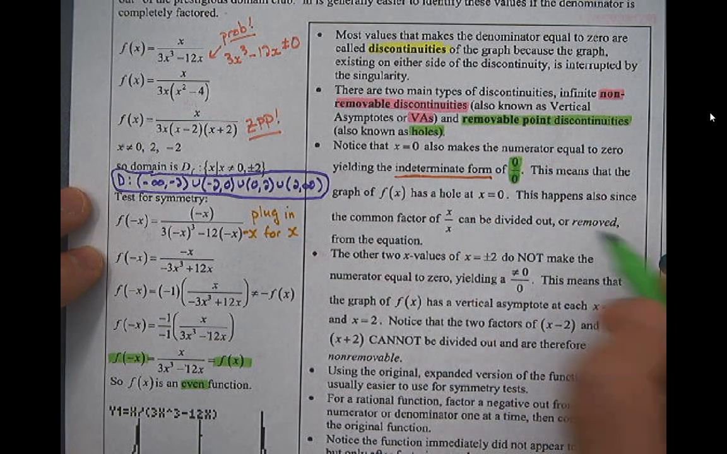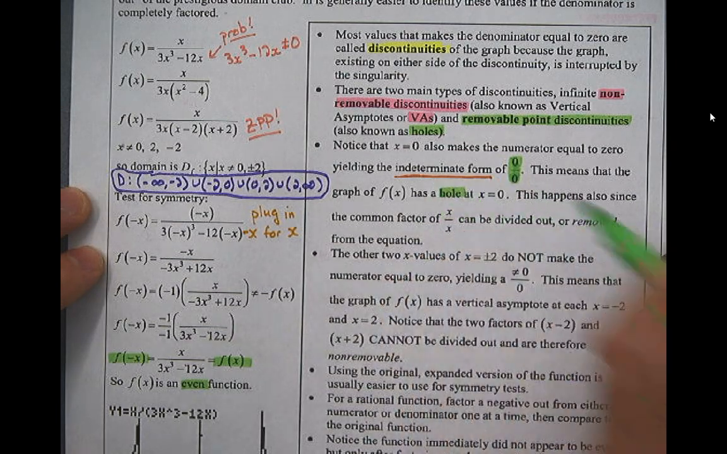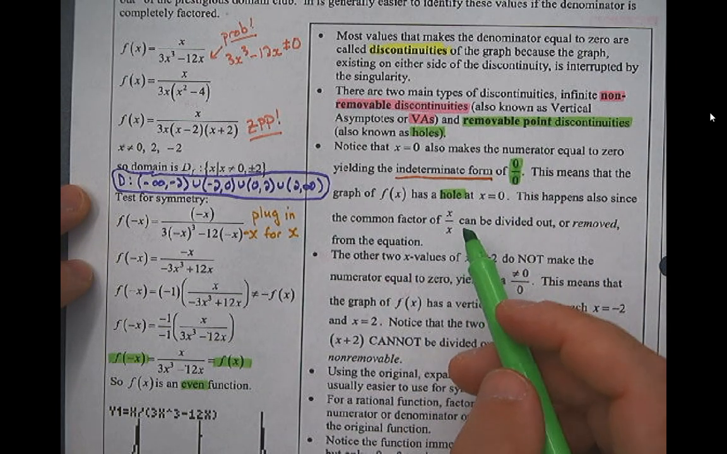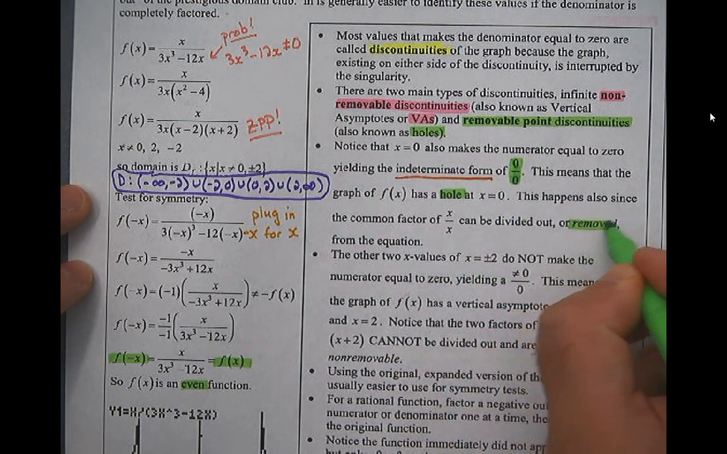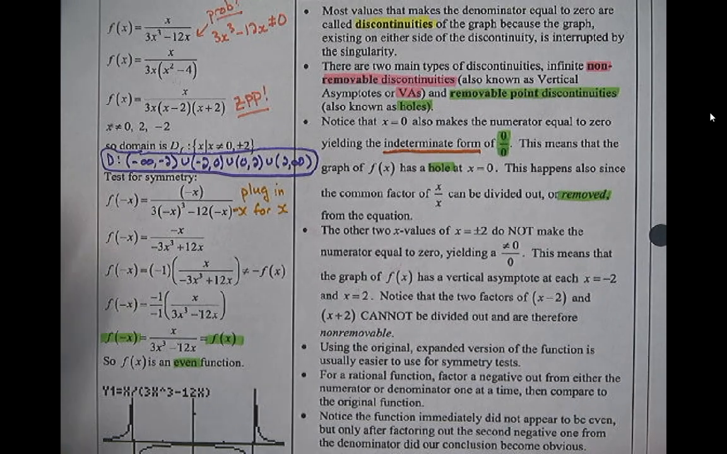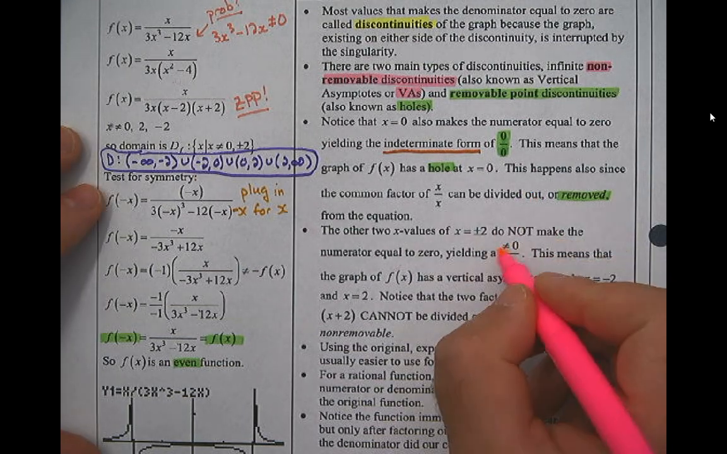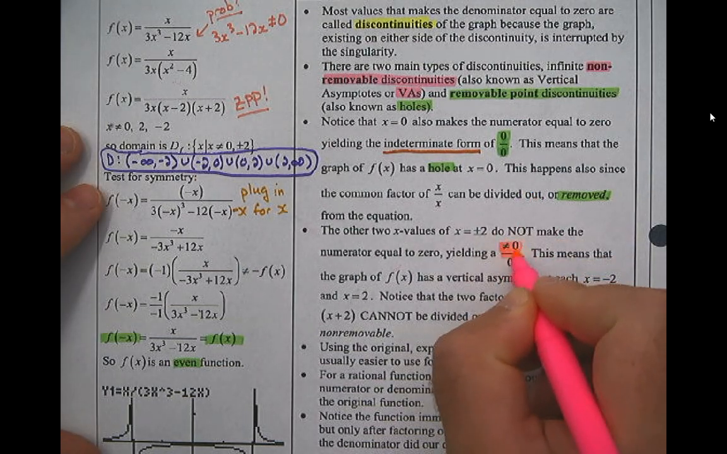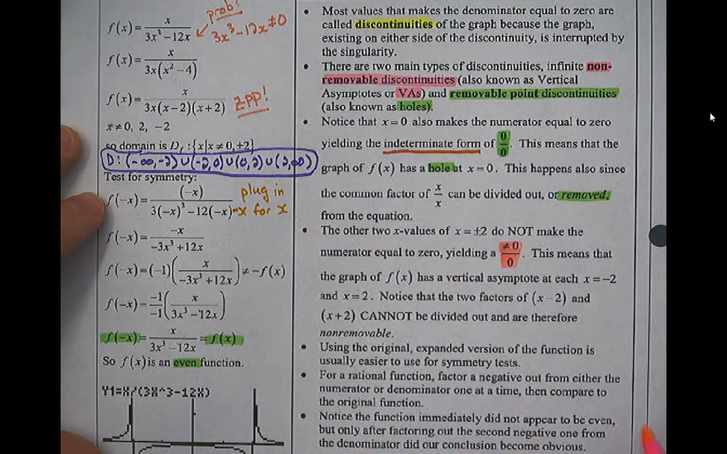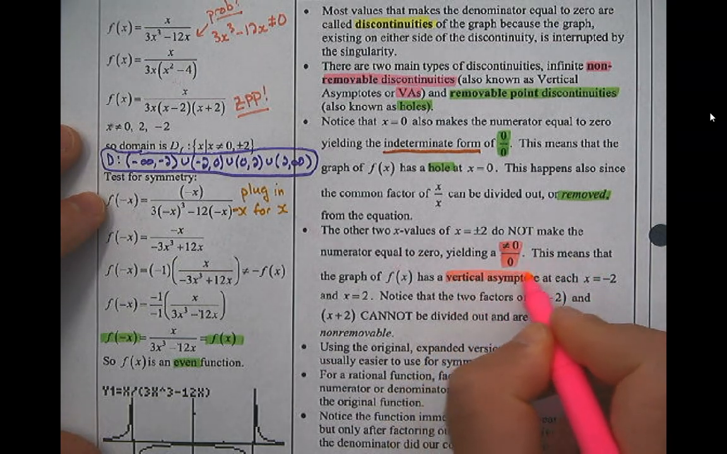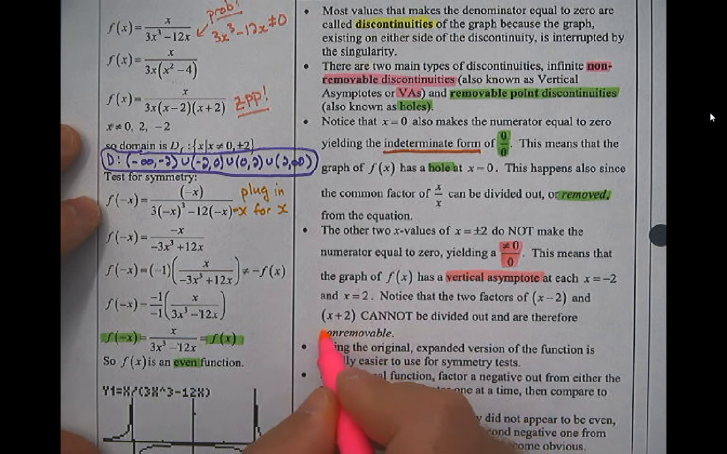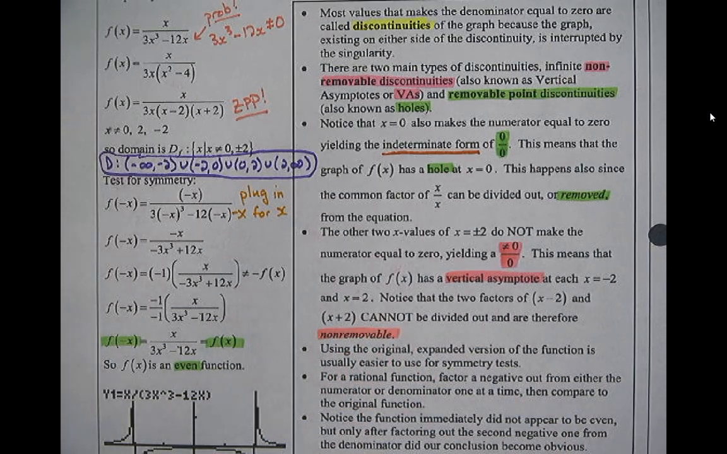This is going to cause you to have a hole. 0 over 0 ends up making holes, or removed. That one point gets removed from the equation. Let's say that you put a number into your equation and you get something that's not 0 on the top, but is 0 on the bottom. That causes us to create a vertical asymptote, which are non-removable.